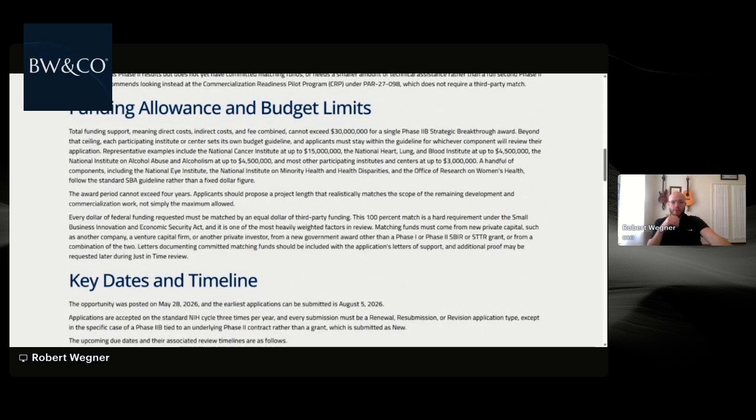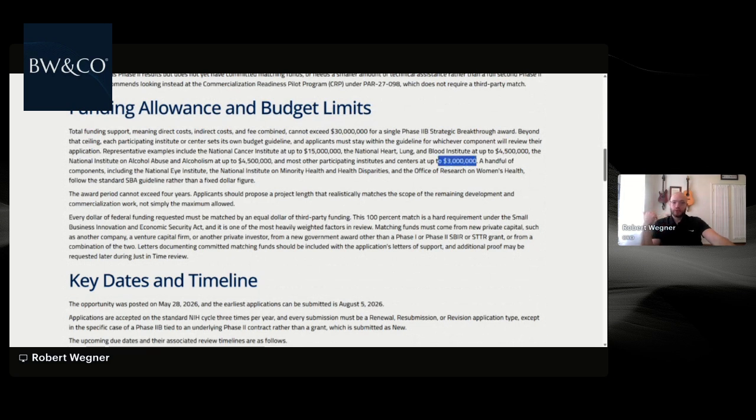Funding allowances and budget limits. So $30 million is kind of the standard price, and really it should be up to $30 million across all these different institutes or federal agencies at the most that they can give out. Department of War is probably going to use this budget in totality, as they like to do. But you can see here that different groups like the National Cancer Institute have a $15 million budget. NHLBI has 4.5 million. NIAAA for alcohol abuse has 4.5 million, and then most other participating centers and institutes are at $3 million.